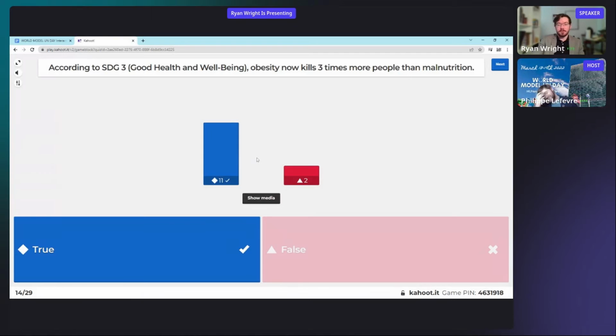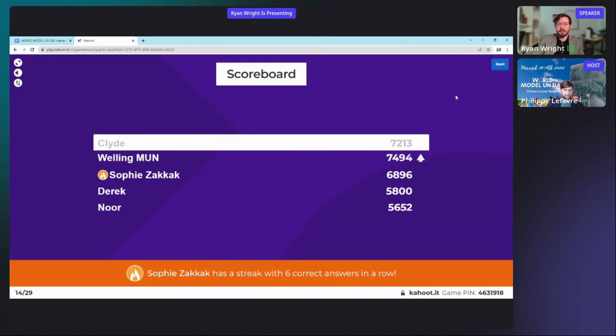And that is true, unfortunately. Yeah. Yep, still lots of work to do on that one. Oh, Wellington taking the lead. Wow.